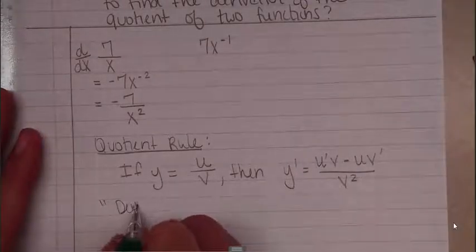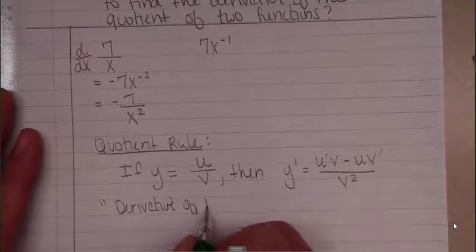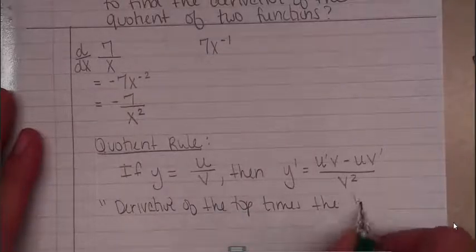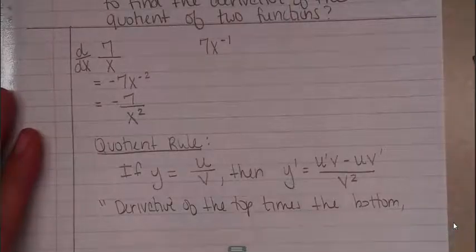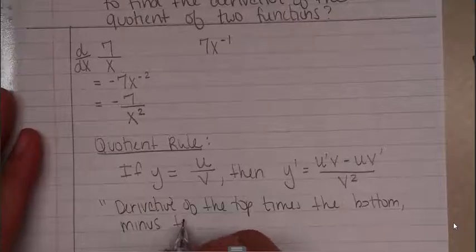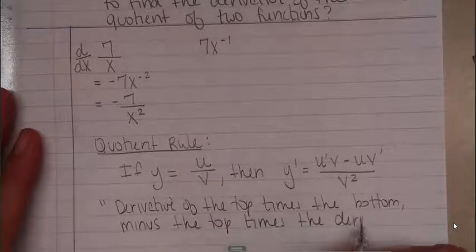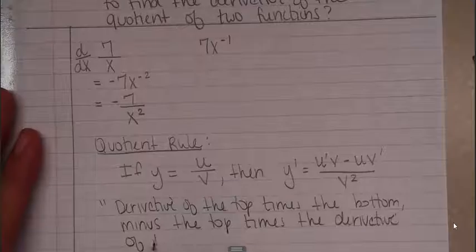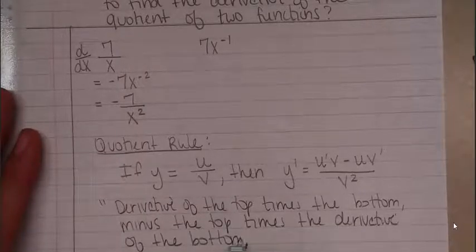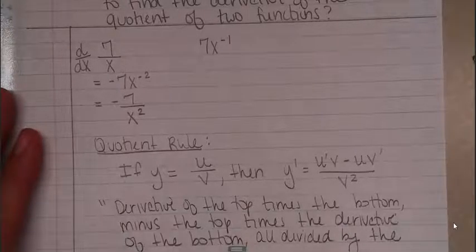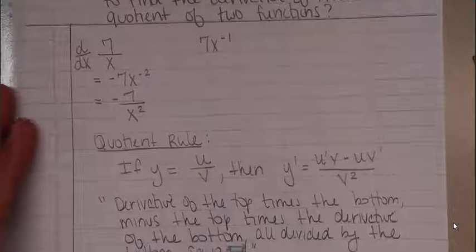So the quotient rule is you take the derivative of the top times the bottom, minus the top times the derivative of the bottom, all divided by the bottom squared.